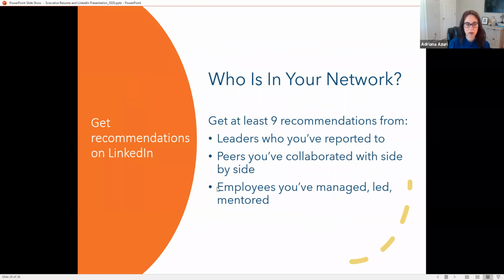So then when we think about recommendations, and I'll wrap this up, I want to make sure that you get recommendations from 3 different types of people, which is very critical. People think that people don't look at them. They do. I always look, I'm very interested to see what people have to say about the people that I'm working with. So from your perspective, you want to get 3 different types.